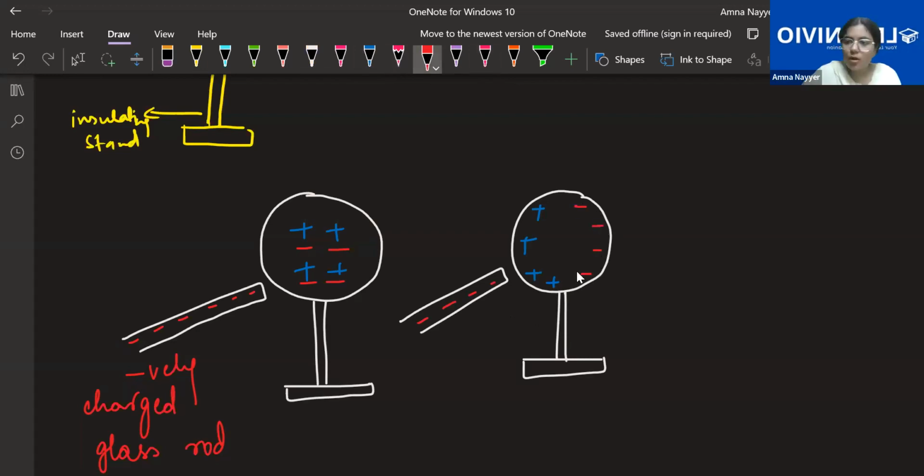Like this. That's what we studied. Now, here if I just do a small thing, the problem is that if I remove this glass rod, they'll become back to the original state, they'll just recombine. So if I perform earthing here, what will happen? All of these electrons from here will slowly go to the surface of Earth. So what will I be left with? I'll be left with this.